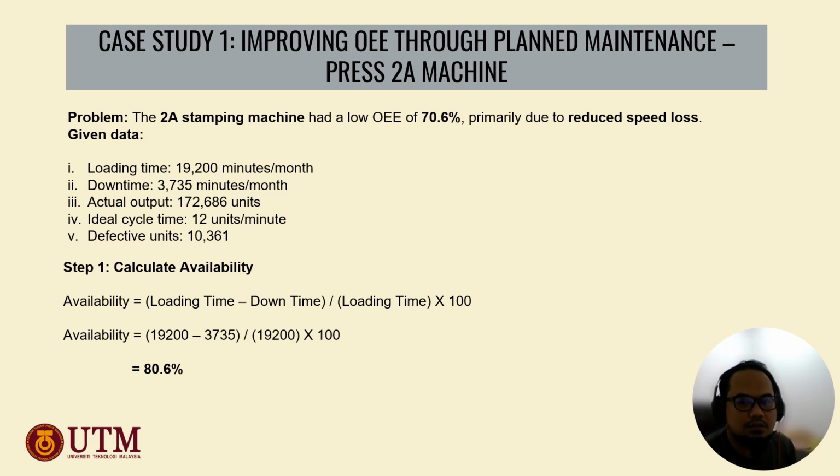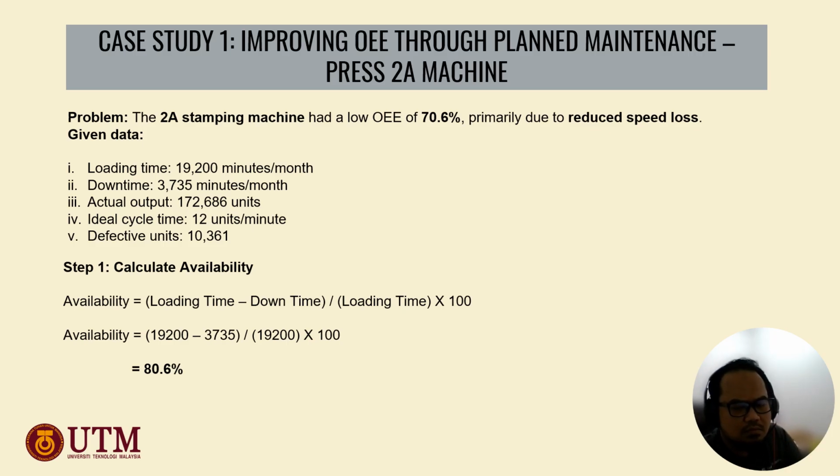Okay, thank you, Faliq. So I will continue with the case study. We have prepared two case studies. Here is case study number one. The title for case study number one is improving OEE through plant maintenance. Here we are using the Press 2A machine.